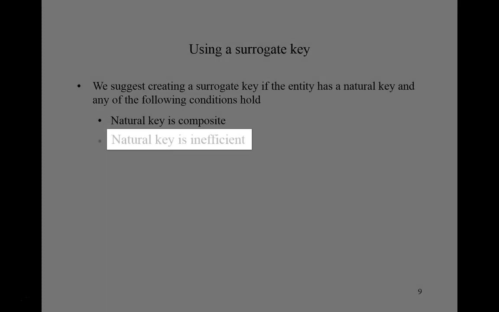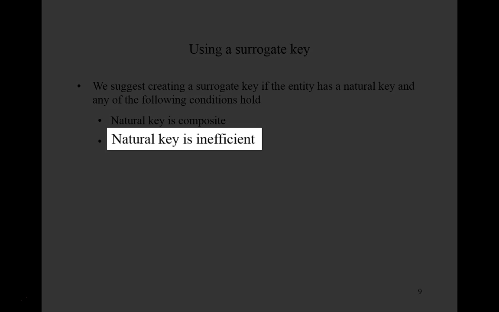Another condition to consider would be the natural key is inefficient. And what do we mean by this? Well, if the natural key is quite large, each instance of a foreign key that references the primary key will also be large. And again, this could add considerable overhead to the physical storage required. Note that the natural key may be atomic, it may be a single value, but it could be a very large character string.